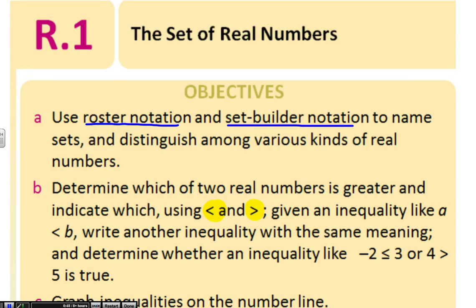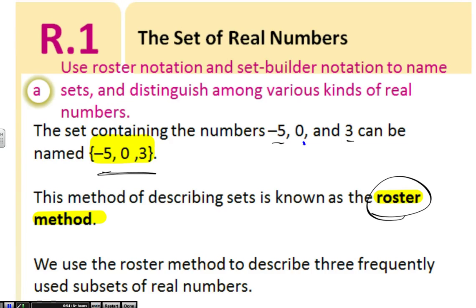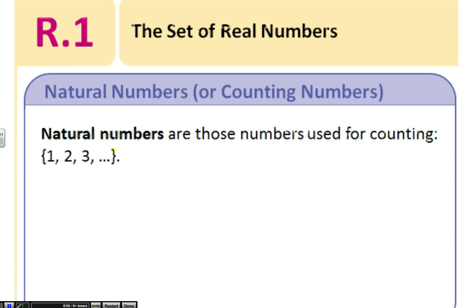Again, we've got two things. We've got roster notation, and then we also have set builder notation, which is a little bit harder, but roster notation is what most students like the best. So sticking with set notation here, natural numbers are those numbers that are used for counting that you would, like if your little brother was 5 years old, he would naturally start counting with 1, 2, 3. It does not include the number 0.